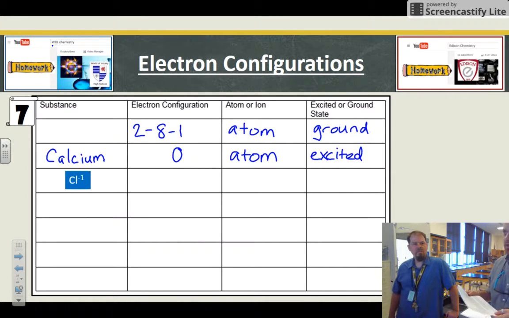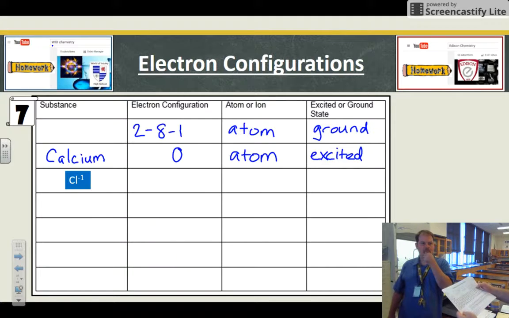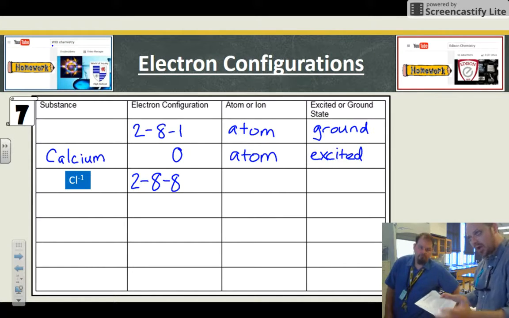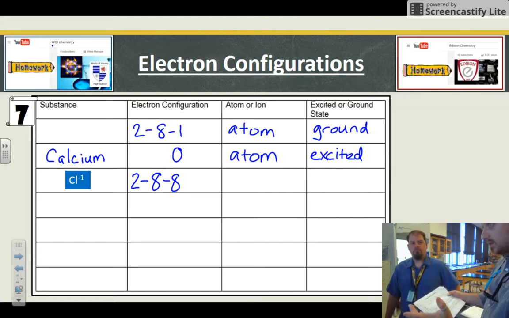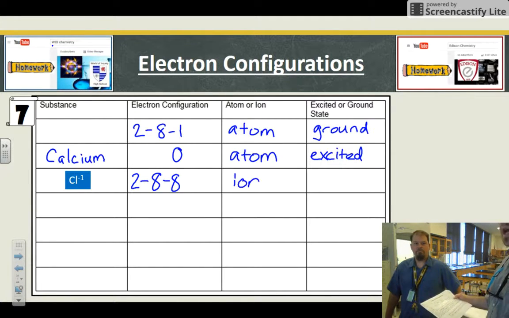Next one up. Cl with a -1 in the top right corner. All right, well, what's the configuration for chlorine? Well, for chlorine it's 2-8-7, but that's the atom. Let's start with the neutral atom. The neutral atom is 2-8-7, and we've added one more electron, so we'll do 2, 8, 8, because we've added one more electron, -1, to this atom to make it an ion. We know it's an ion because the top right corner's got that -1.